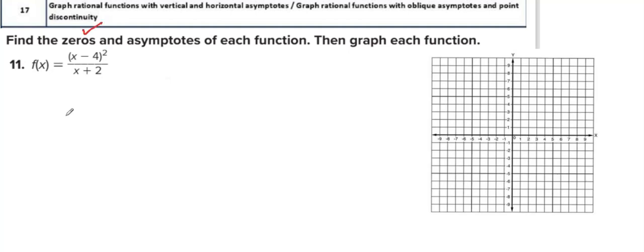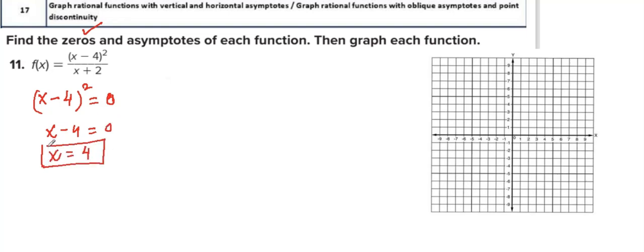For the zeros, simply make the numerator equal to 0. So x minus 4 is equal to 0, so x is equal to 4. This is the only zero you have, or you can say the x intercept also. So here is 4, somewhere here in the graph, so I'll keep it here. So I got this. Now you know how to find the vertical asymptote and horizontal asymptote.